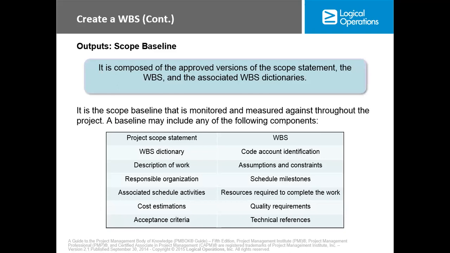Okay, now the scope baseline. It is composed of the approved version of the scope statement, WBS, and the associated WBS dictionary. Once you don't find anything in this tree, that thing is not part of the scope. So once this is approved, we have baselined it. That means you cannot add any other item to the scope except it goes through the change system that is in place. Okay, so these are components that are part of the scope baseline, so you can go through that later.